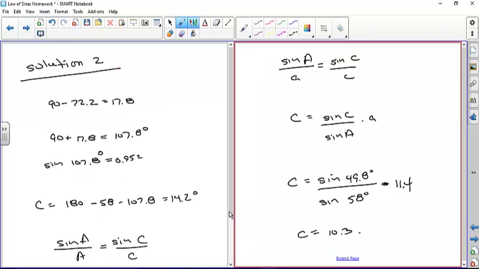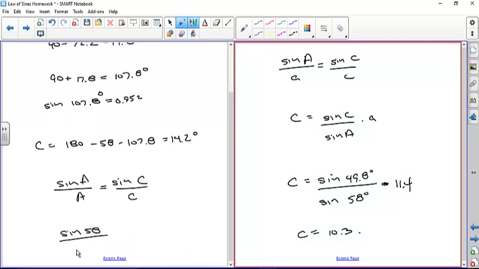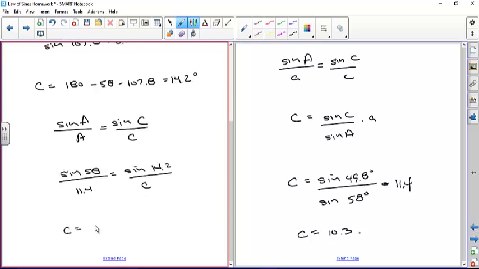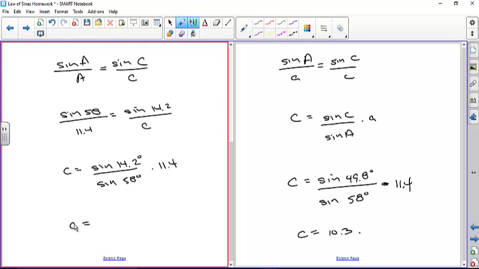Okay, so let's go back here. So sine of 58 over 11.4 equals the sine of 14.2 divided by length C. So C is going to be equal to the sine of 14.2 divided by the sine of 58 degrees times 11.4. So I get 3.3.